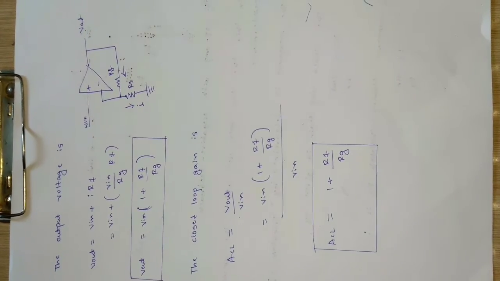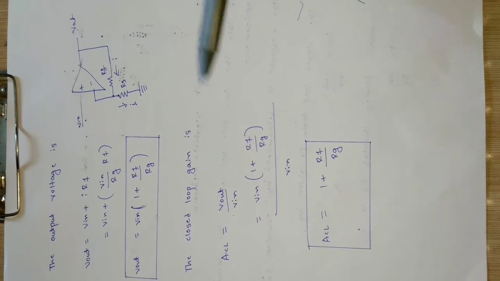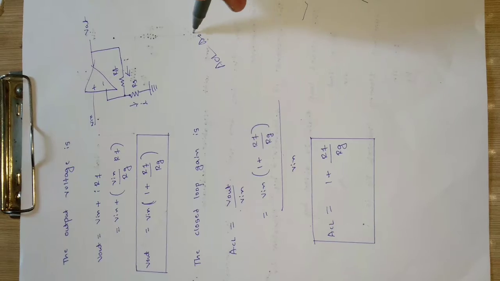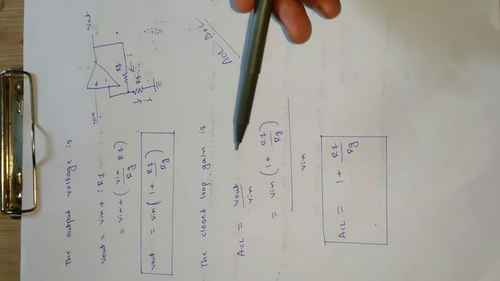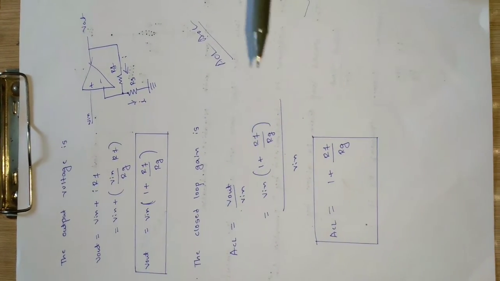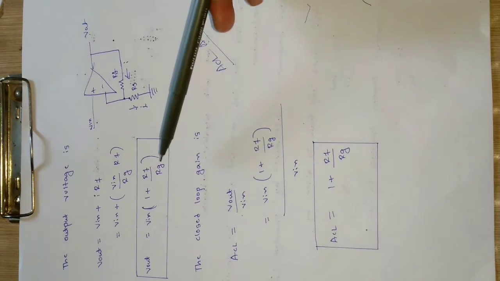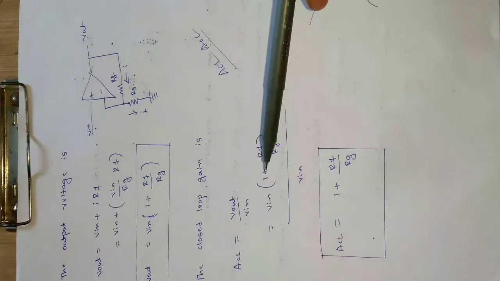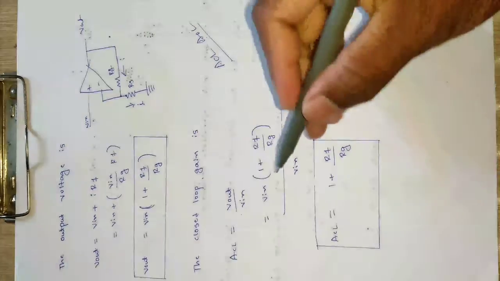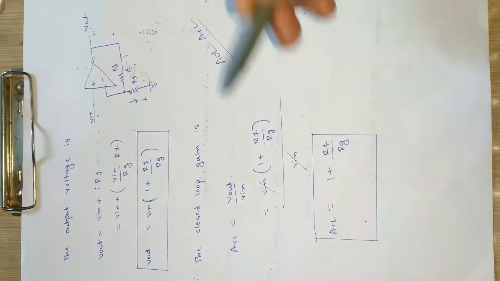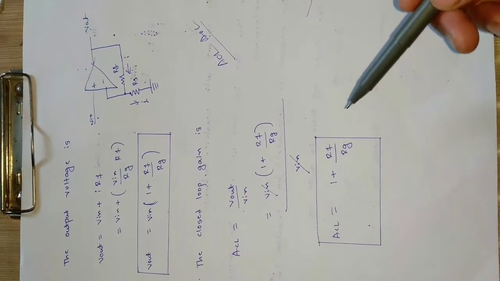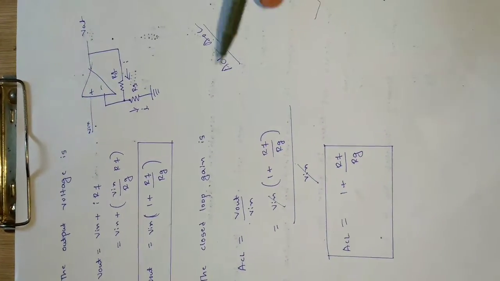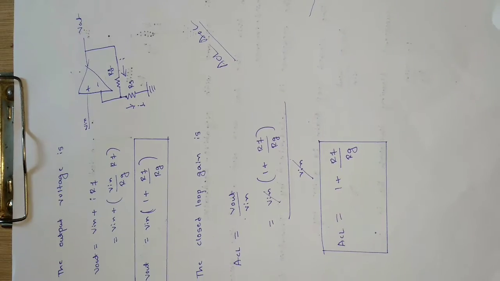Now coming to the closed loop gain of the op amp, that is denoted as ACL, and open loop gain is AOL. Okay, so that is of course output voltage by input voltage. So the output voltage here is given by V in into 1 plus RF by RG, and the input voltage is of course V in. So these two terms will cancel out each other, that is V in and V in. So we'll be left with 1 plus RF by RG. So this is the closed loop gain of the amplifier here, so that is a negative feedback amplifier.